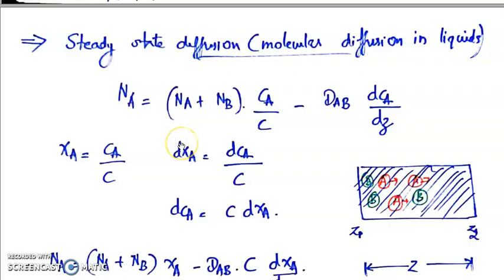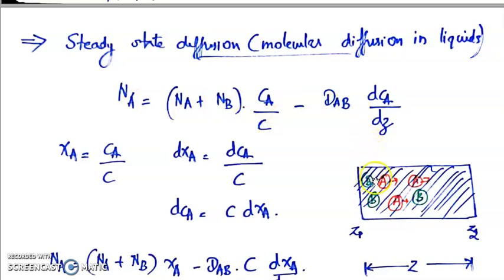In the last lecture, we discussed molecular diffusion in a binary gas mixture. So today, let us discuss a similar topic, that is steady state diffusion in liquids. So we can start the discussion by considering the equation of flux NA obtained from Fick's law. So NA is equal to (NA plus NB) into CA by C minus DAB dCA by dZ.